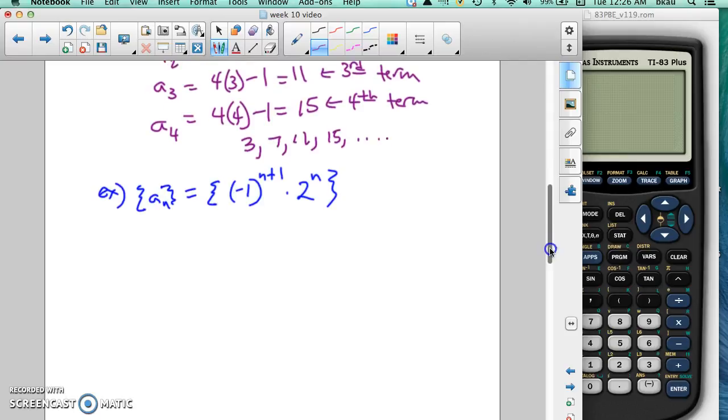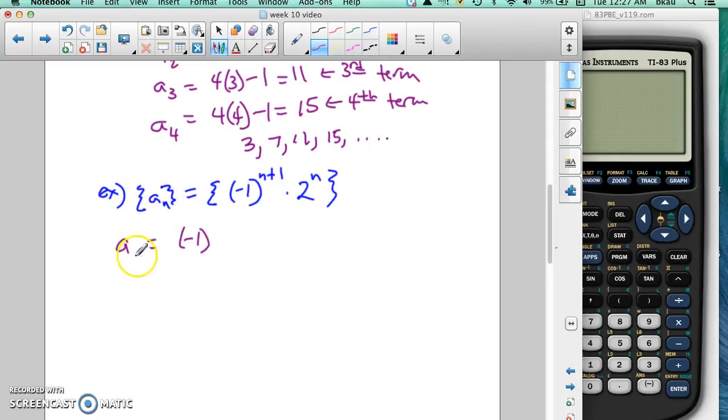So on this one here we have a rule. Now in this rule, this -1 in the parentheses is going to cause the problem to alternate in sign, because every time this is raised to a power, it's either going to be a +1 or a -1, depending on whether the power is even or odd. So we're just going to evaluate as we go. So we're going to have -1 here, for the first term.